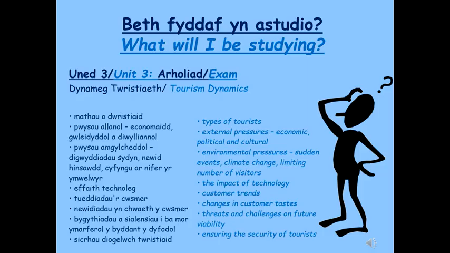The units in Year 13 are very similar to the ones we study in Year 12. They're an extension on what you've already learnt. Unit 3 is Tourism Dynamics, where we learn a bit more about different types of tourists. We look at external pressures, economic, political and cultural. We also look at environmental pressures, things like climate change is a hot topic at the moment.